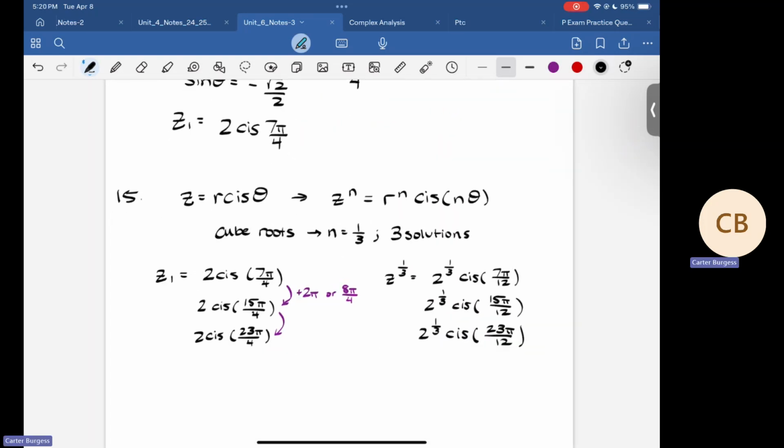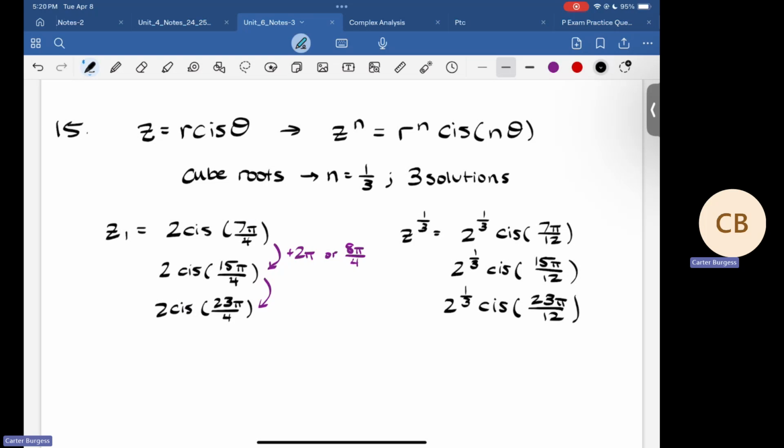And again, we could do that with normal powers too. You would just use whole number values of n, and you don't need to worry about the additional solutions unless you're looking at the roots. This is very, very specific.